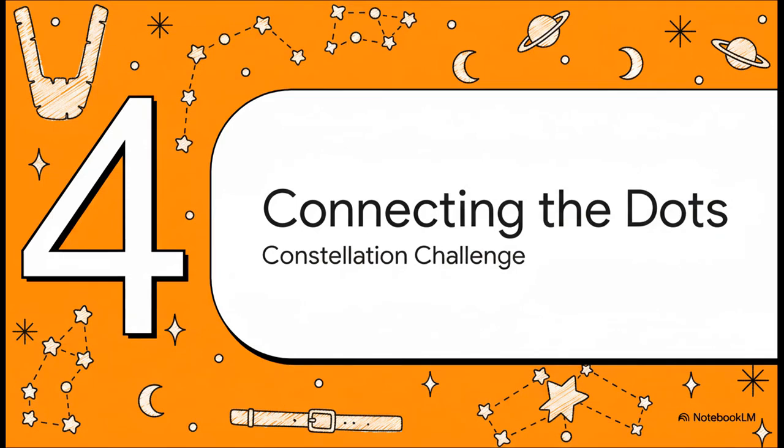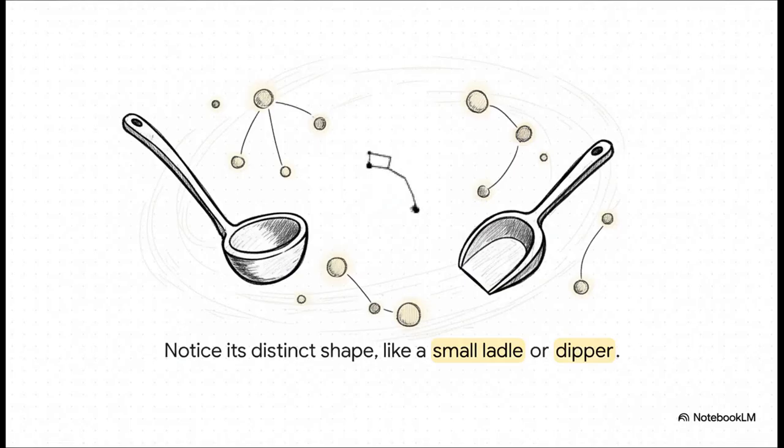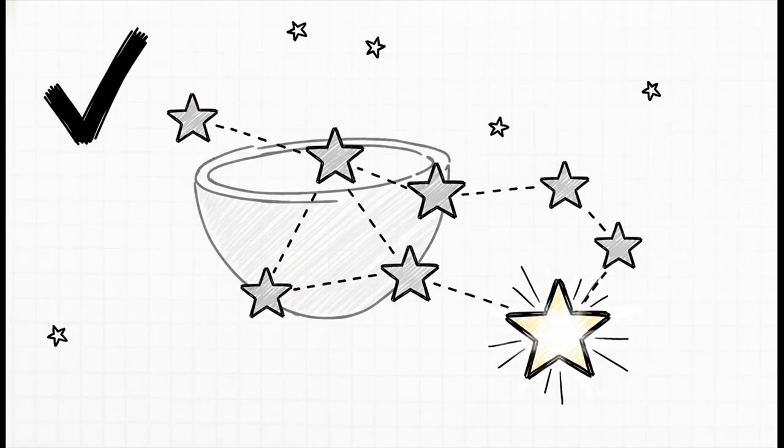Okay, so we found a planet. Now let's get to the really fun stuff, connecting the dots. We're going to use what we just learned to find some famous constellations. You up for a little challenge? It's simple. I'll show you a pattern, you tell me what it is. Ready? Here's the first one. All right, take a look. See that shape? Kind of looks like a little soup ladle or a dipper. This is probably one of the most famous star patterns, at least in the northern sky. Any ideas? If you said Ursa Minor or the Little Dipper, you nailed it.